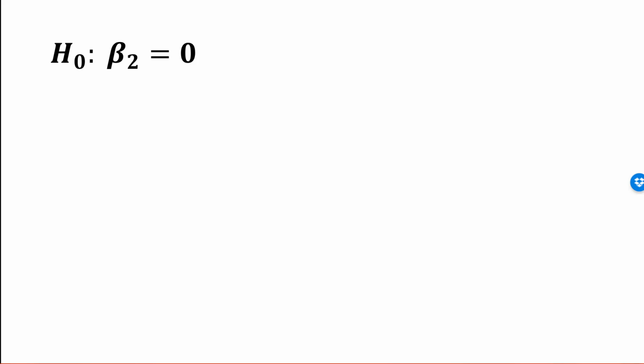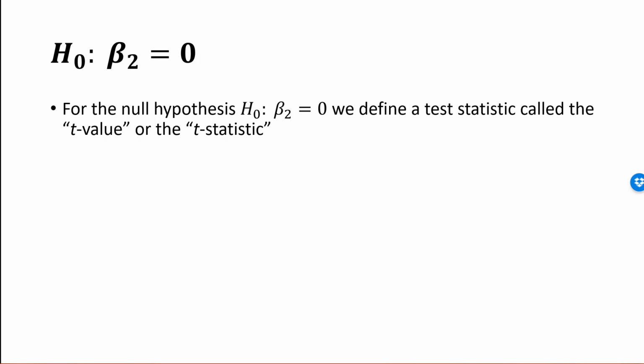We need to define something that we will call a t-value or a test statistic or even a t-statistic for this particular hypothesis. No matter what you call it, it is defined like this. It's defined as B2, remember that's our estimator of beta 2, divided by the standard error of B2. And remember, the standard error of B2 is the square root of the estimated variance of B2.